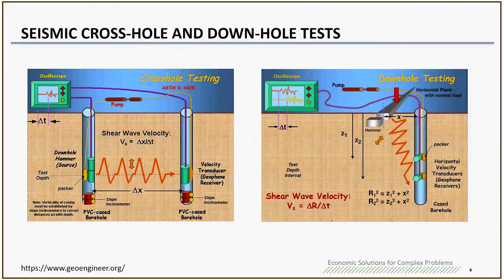Basically, you just put your geophone receiver at the tip of the cone. When you push the CPT test, you can run this downhole test to get the shear wave velocity. So for that way, you don't need to drill a hole, so it reduces the cost significantly.